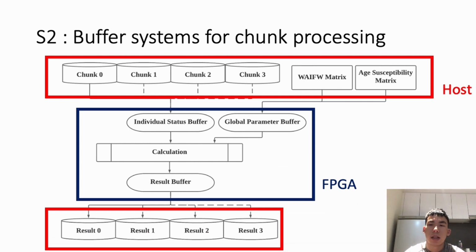The parameter arrays are divided into independent chunks. Each chunk can then be buffered and processed separately to minimize communications between on-chip and off-chip memories. Fixed size parameters such as age group susceptibility are stored in global parameter buffer. Before processing each chunk, relevant parameters are first parsed and stored in individual status buffer. In this way, the calculation no longer needs direct access to off-chip memory. The result buffer is activated when all calculations are finished for an individual, and the results will be stored in the off-chip memory after all individuals of a chunk are processed.